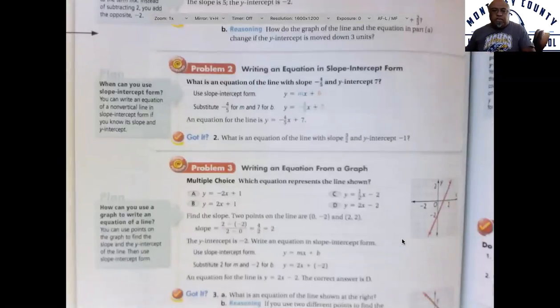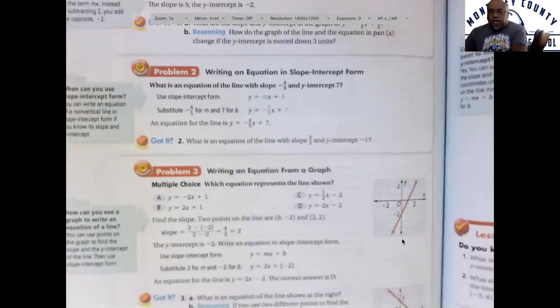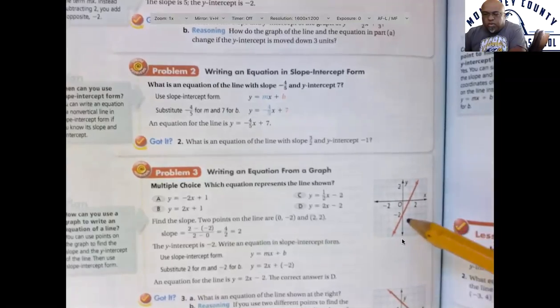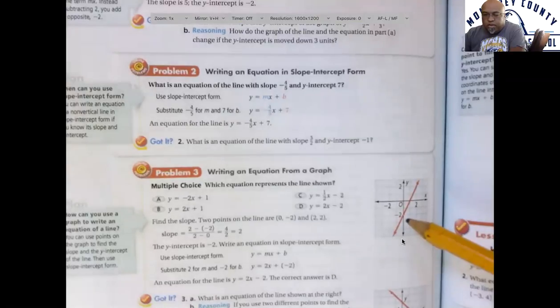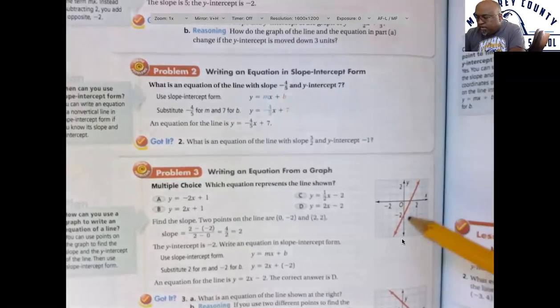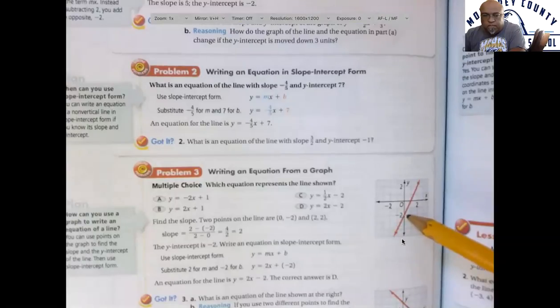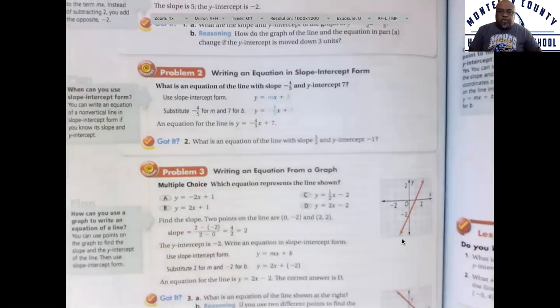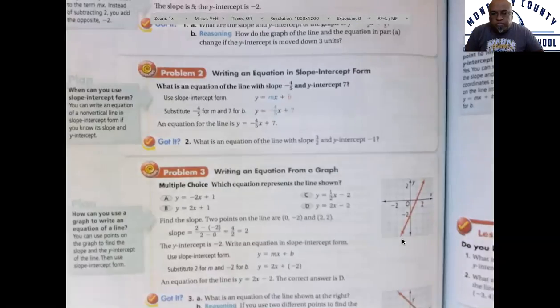So problem 3 says writing an equation from a graph. Now, as you can see here, you have a graph. Now remember, if we use the form y equals mx plus b, the slope is super easy to find. Just find any 2 points on the graph, and then count from there to the point, okay? Now, in this one you have 4 different equations, all written in slope-intercept form, okay?